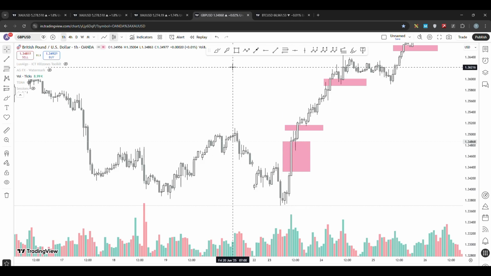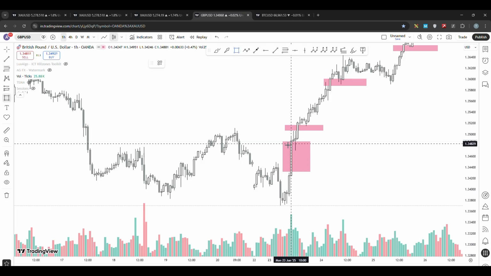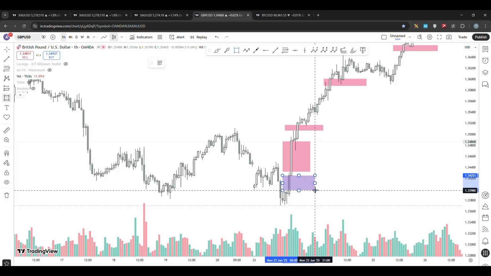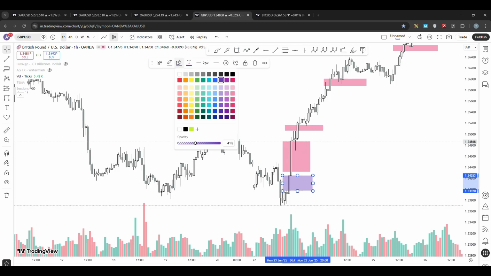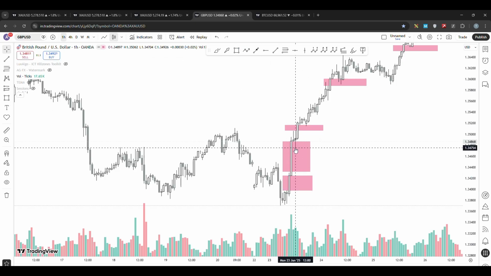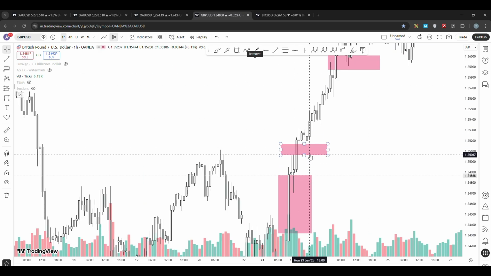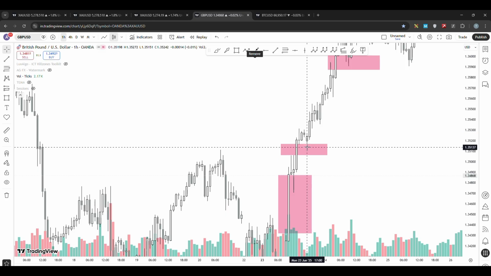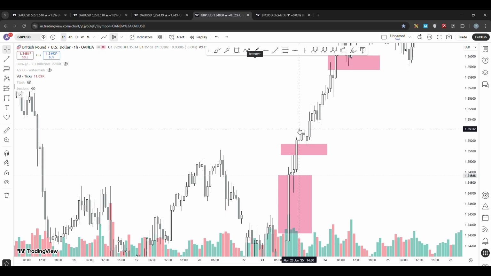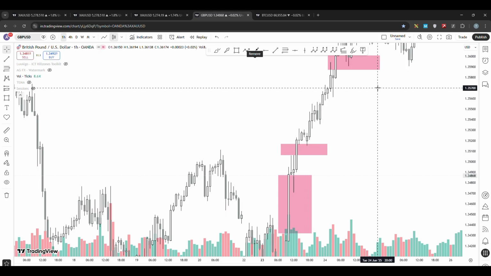So here we had multiple fair value gaps. We had this fair value gap as the first one. We had this as the last fair value gap, right? But the market just tapped into the first fair value gap, and from here the market pushed higher. Once again, the market created a new fair value gap over here, tapped into it, and then the market displaced higher to take out the last liquidity.